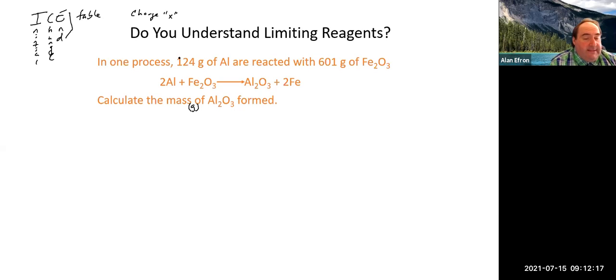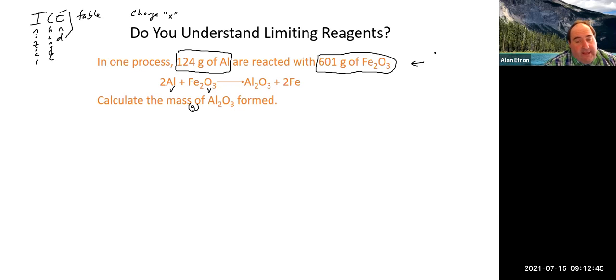Right off the bat, I see I am given 124 grams of aluminum, which is this one. I also see that I'm given 601 grams of iron(III) oxide, which is this one. I have the grams of each of these, which means I definitely can get to the moles of each. Because I was given the starting amounts of each reactant and I'm able to get to moles, this is how I know that this is a limiting reagent problem.